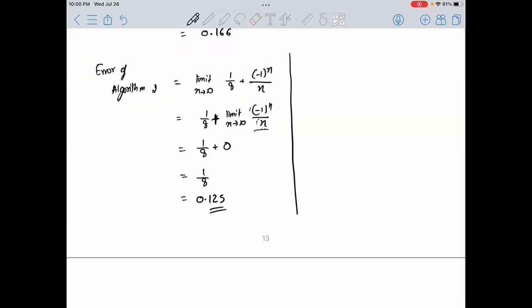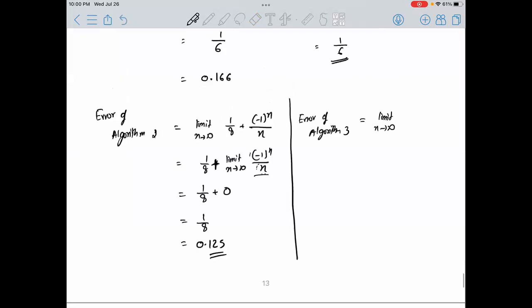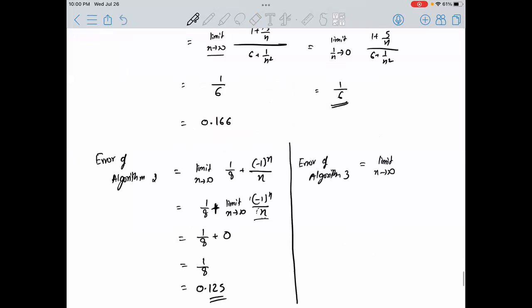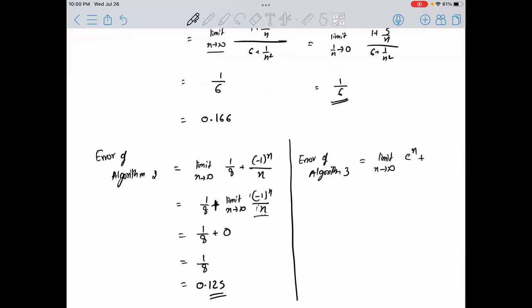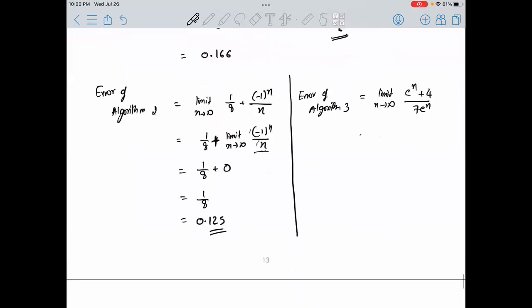Yes, sir. Clear. And then coming to algorithm 3. Error of algorithm 3 is equal to limit n tends to infinity of (e^n plus 4) divided by (7 into e^n). Now listen to this carefully. You can't observe any 1 by n here, I mean a 1 by n problem.